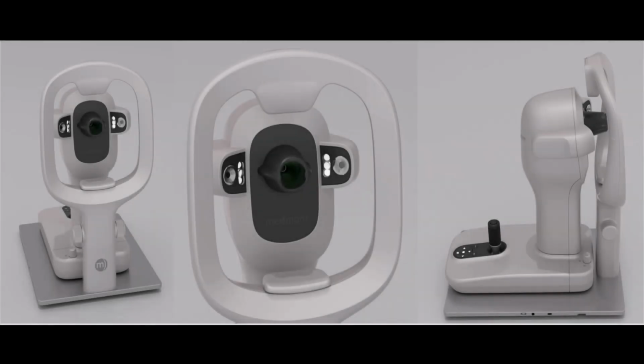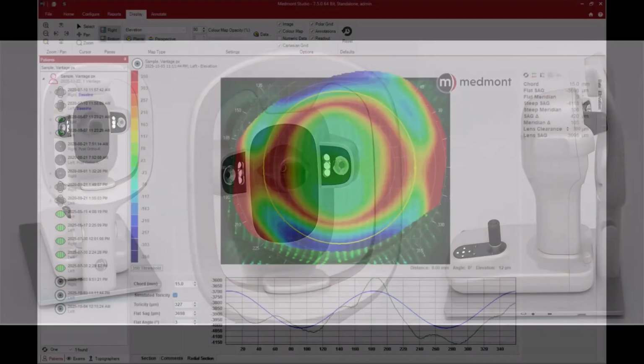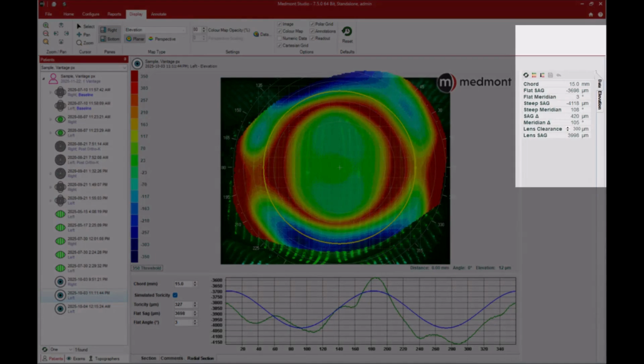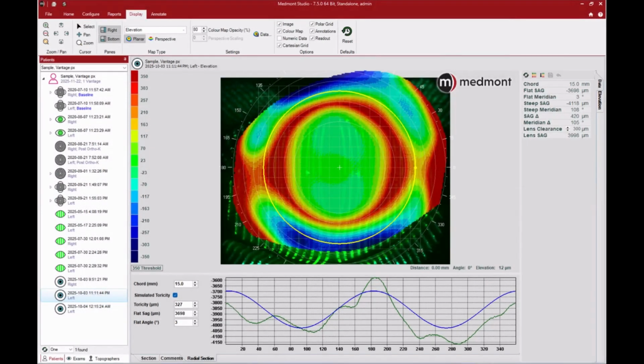The Medmont Meridia Vantage Scleral Topographer offers a wide range of analysis options. This video will review how the attribute analysis can assist with your scleral lens fitting. Medmont users will be familiar with the attribute analysis along the right-hand side of your screen.